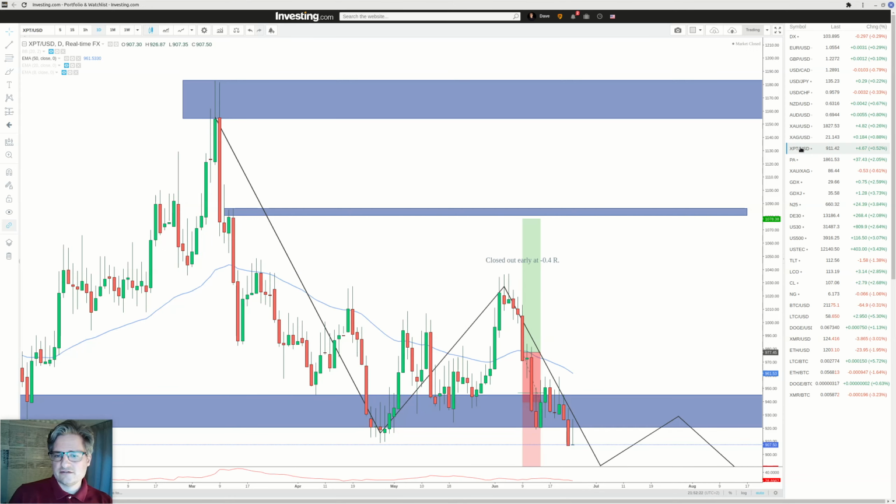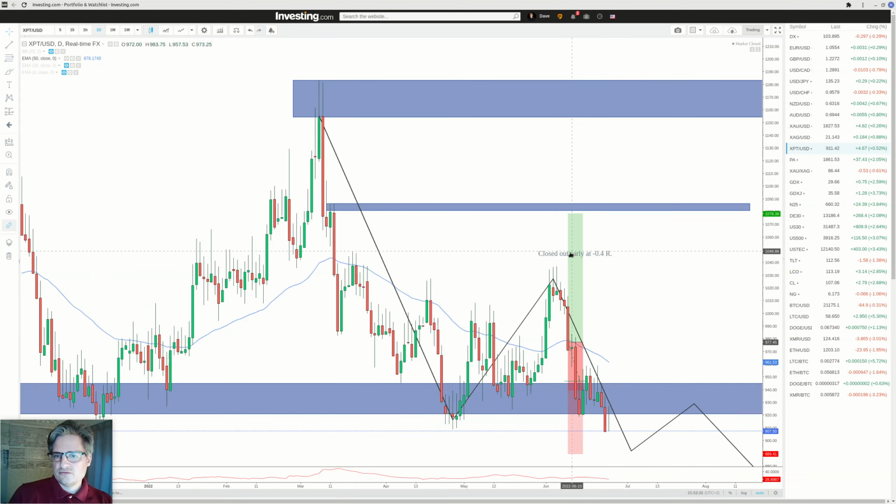Let's look at the trade that I took here at the platinum. So I got in here when price moved to this level, but at this point here I figured it would be better to get out, so I got out for a small loss of 0.4 R, because I took this trade based on a pattern that I thought I had seen here. That was a reversed head and shoulders pattern, and I thought it was a retest of this neckline.